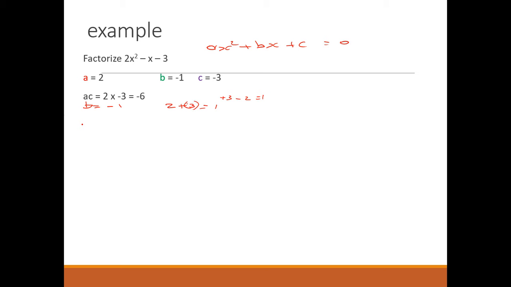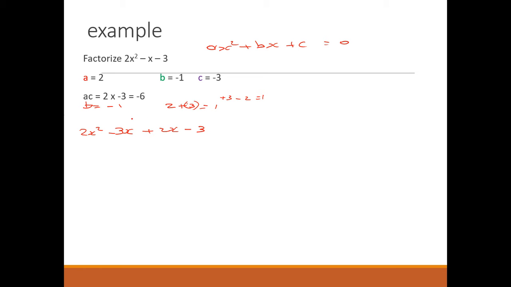So let's put it in this form now. What we will have is 2x squared. Our 3 should be negative, so we have minus 3x, and 2 can be positive, so we say plus 2x minus 3. And what we did was to replace the b, which is a negative 1, by these two factors, a negative 3 plus a 2. When we add them, it will give us back the negative 1.